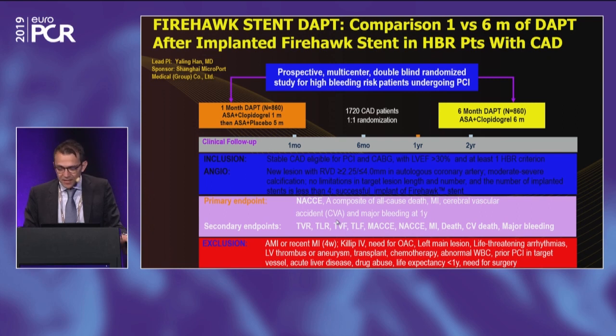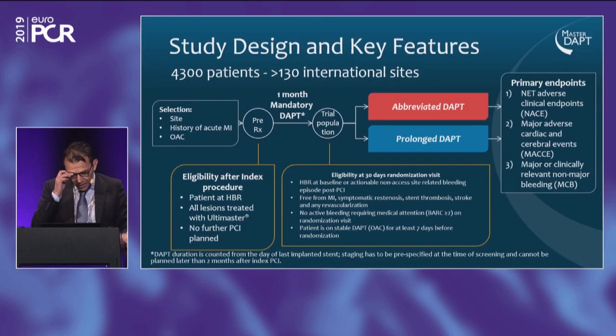As you see, ACS patients belong to the exclusion criteria, and within this selection, very complicated procedures or very complicated anatomy also fulfill exclusion. The primary endpoint is going to be a NACE endpoint, so a combination of ischemic and bleeding events at 1 year, a time frame in which, starting from 6 months onwards, all patients will be receiving aspirin monotherapy, irrespective of the original randomized allocation.